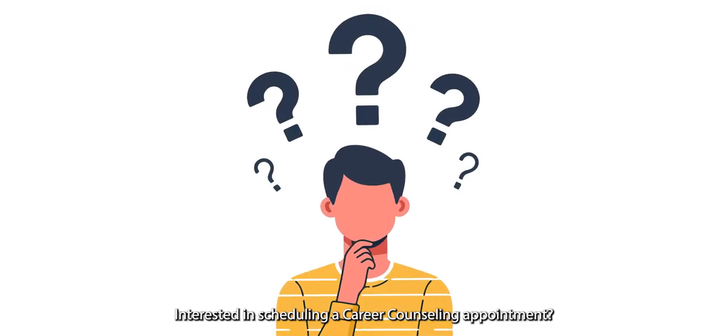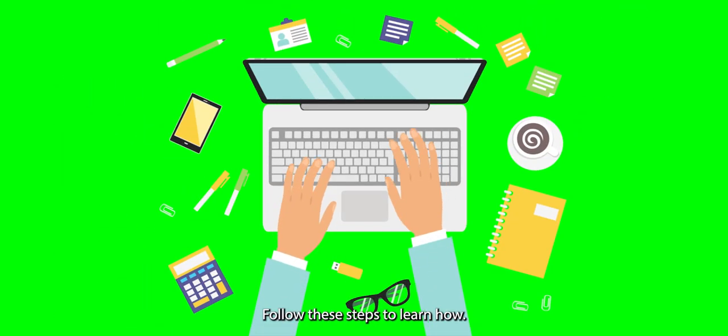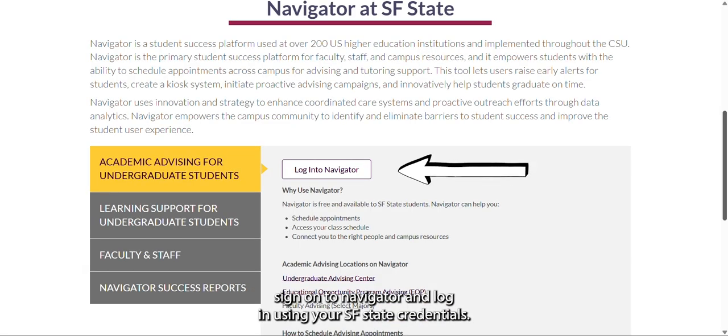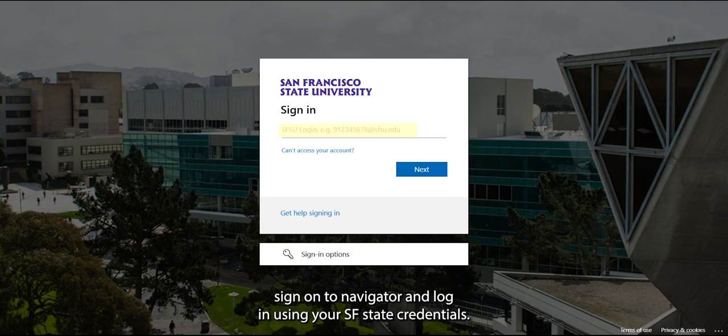Interested in scheduling a career counseling appointment? It's easy. Follow these steps to learn how. Starting from the student portal, sign on to Navigator and log in using your SF State credentials.